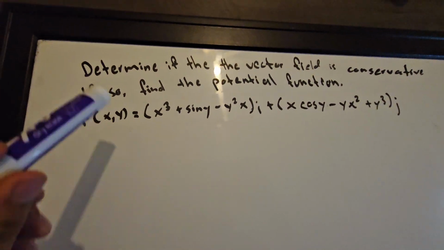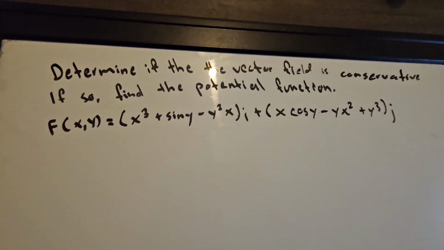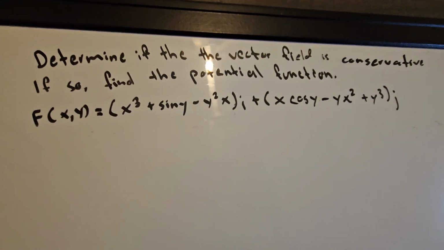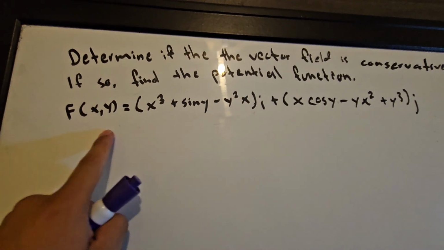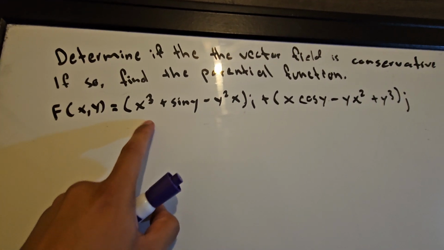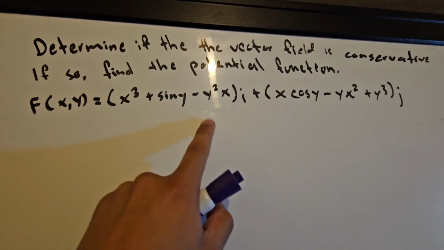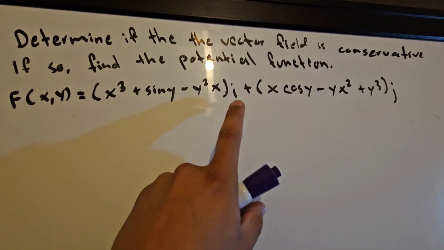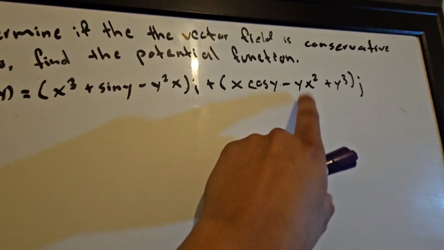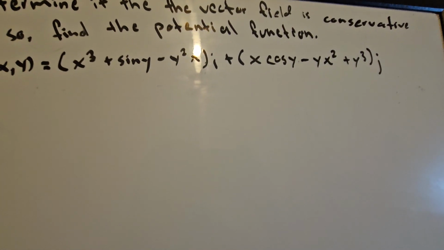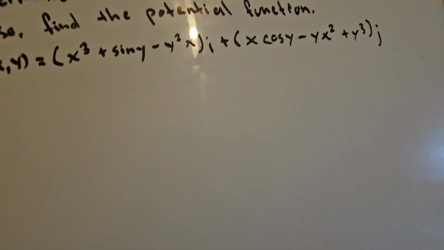Today we have to determine if the vector field is conservative. If so, find the potential function. So we're given a vector field F(x, y) equals x cubed plus sine y minus y squared x, and then I plus x cosine y minus y x squared plus y cubed, and that's our j component.